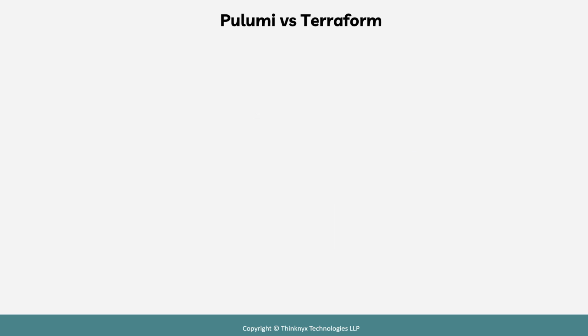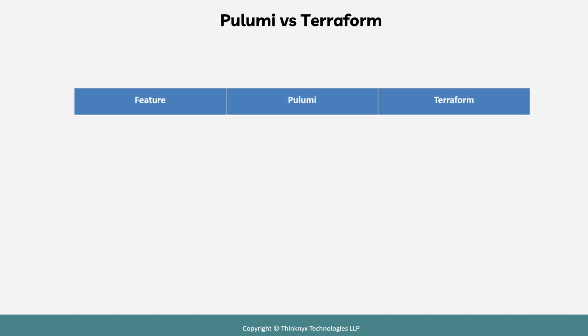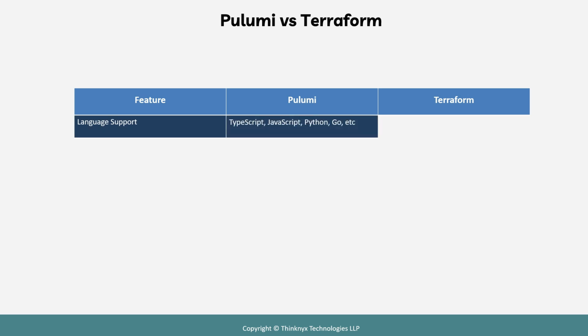Both Pulumi and Terraform are robust infrastructure as code tools designed to manage and provision cloud resources, but they differ significantly in their approaches and features. Let us discuss some of them. Language support. Pulumi supports multiple general-purpose programming languages such as TypeScript, JavaScript, Python, Go, and .NET. This allows developers to use familiar languages and leverage existing libraries and tools.